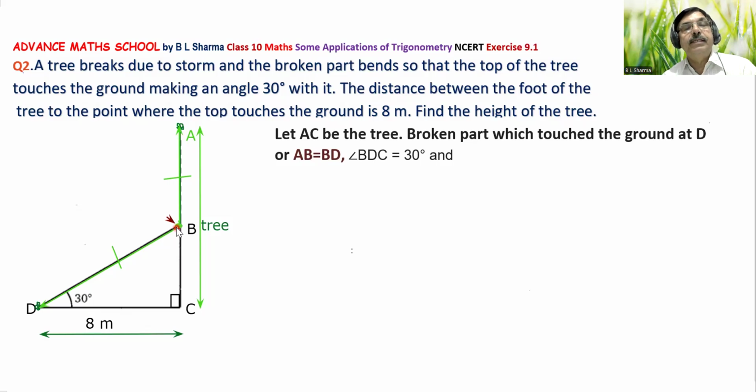But since we have the right angle triangle here, using trigonometric ratios, we have to find out BC plus AB. But AB is equal to BD. It means the total height of the tree is BC plus BD. We know the concept in a right angle triangle: if one side is given and one acute angle is given, we can find out the remaining two sides. Here one side is given, 8 meters, and one acute angle is given, 30 degrees. So we can find out BC and we can find out BD.